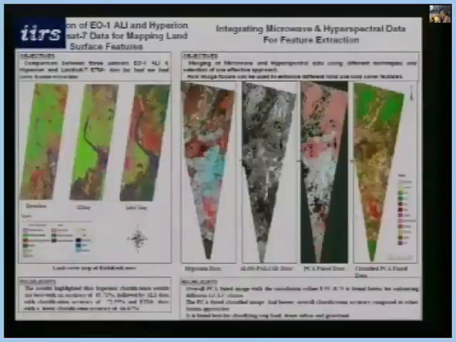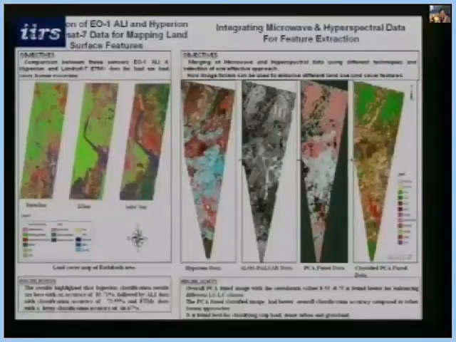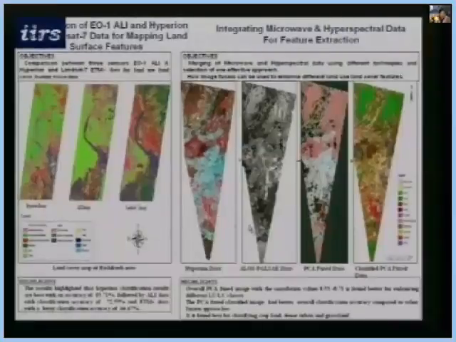This is another example where a land cover mapping was done with hyperspectral data and was compared with the land cover mapping attempted with Landsat and LISS, which had better spectral resolution than the other multispectral bands, whereby species level identification within the vegetation areas was possible with hyperspectral data. There's another example where the hyperspectral data was integrated with the microwave datasets for better discrimination of vegetation features.